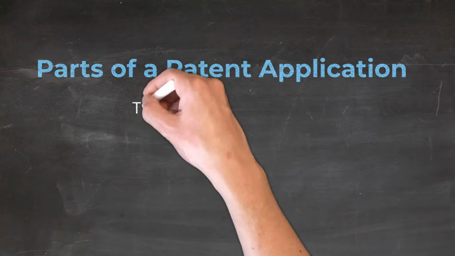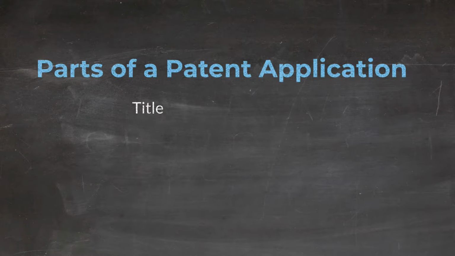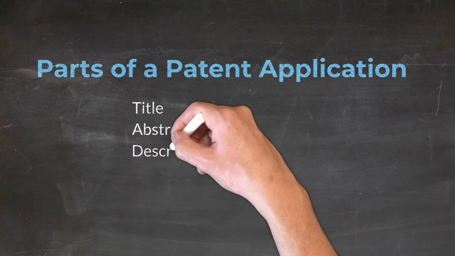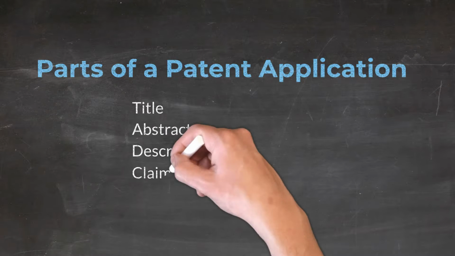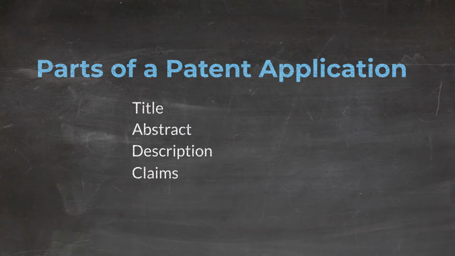There is the title of the application, which is the name of the invention, the abstract, which is a small summary, the description or specification, which is the longest part of the application explaining the invention in full, the claims, which outline the legal parameters of the invention. The claims are the most critical aspect of a patent since they define the scope of what can be protected in a court of law.